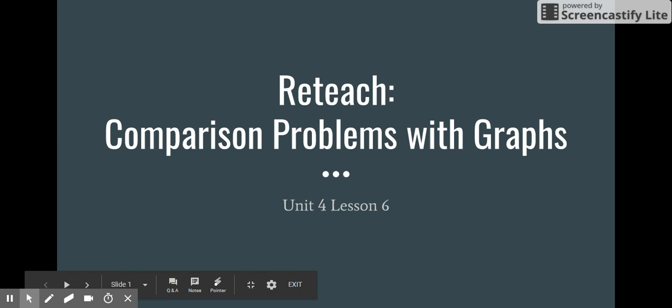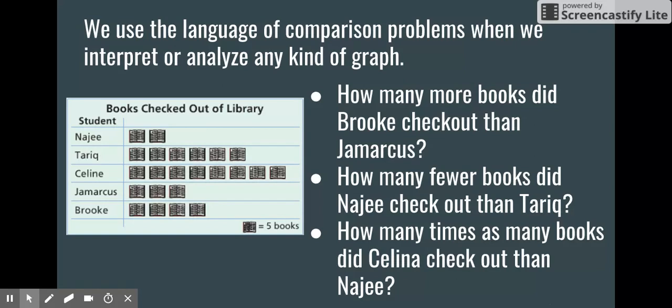We're going to talk about comparison problems with graphs in this lesson. We use the language of comparison problems whenever we interpret or analyze any kind of graph. So all these questions are comparison problems.